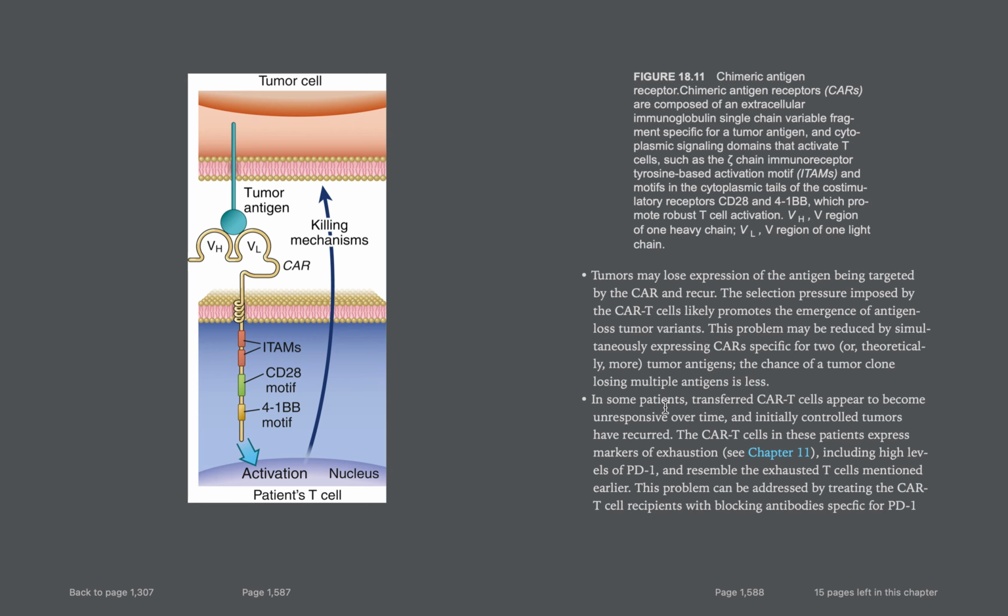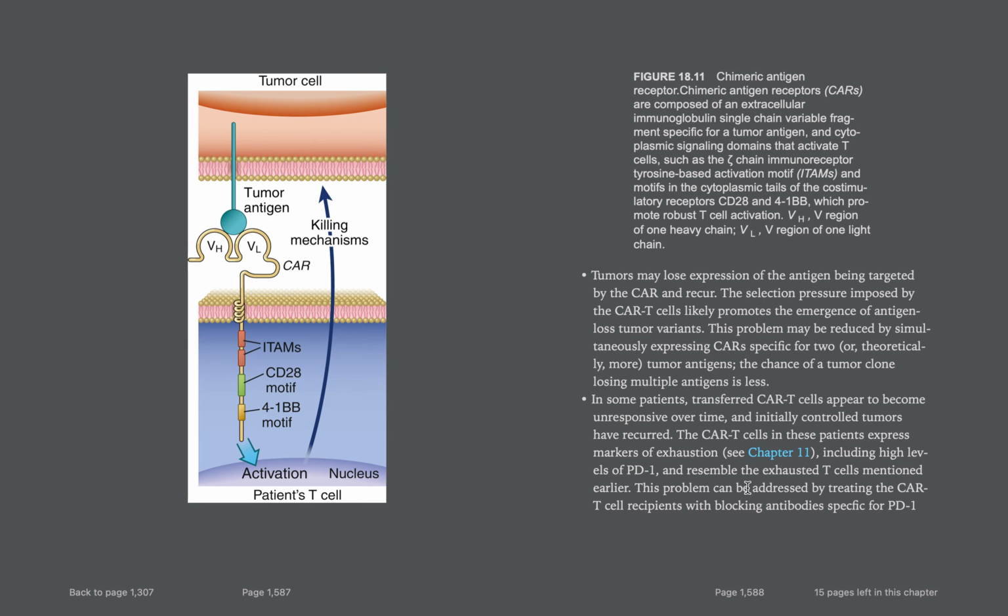The selection pressure imposed by CAR T cells likely promotes the emergence of antigen-loss tumor variants. This problem may be reduced by simultaneously expressing CARs specific for two or, theoretically, more tumor antigens. The chances of a tumor clone losing multiple antigens is less. In some patients, transferred CAR T cells appear to become unresponsive over time, and the initially controlled tumor has recurred.